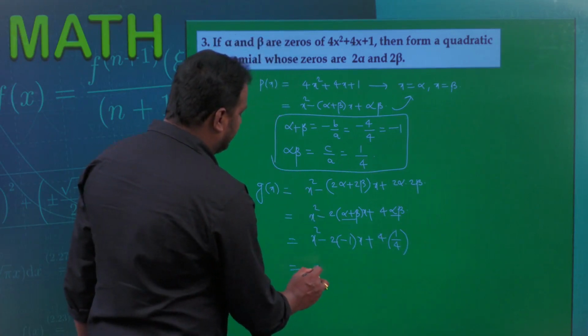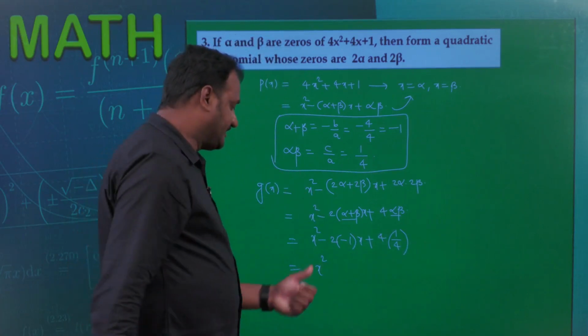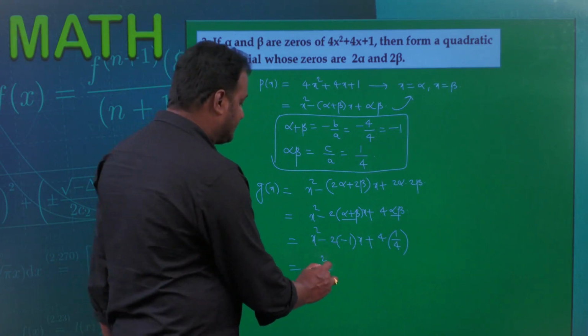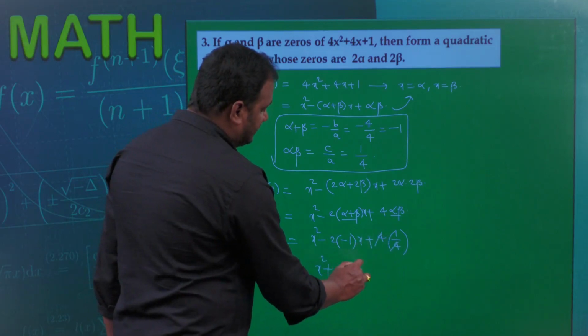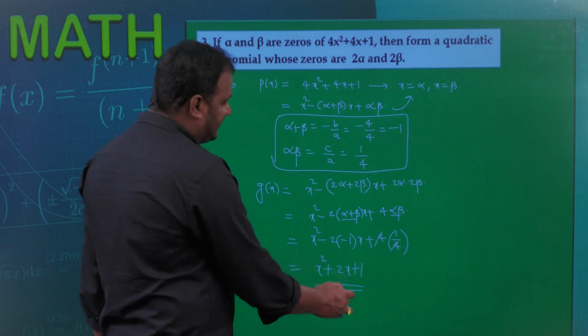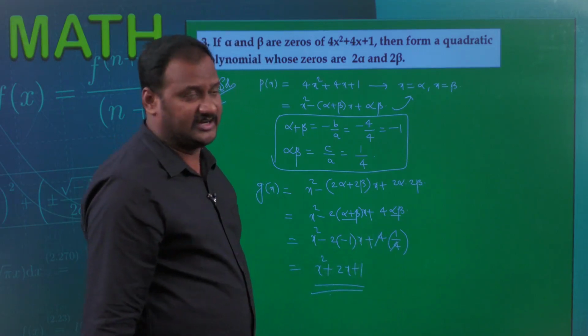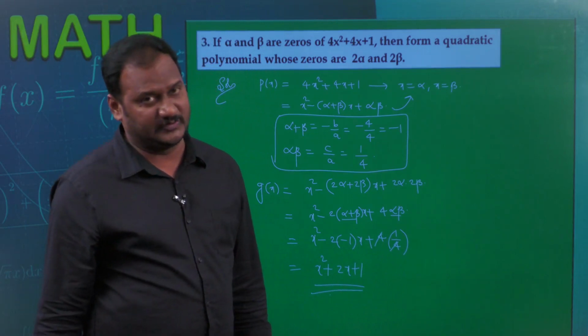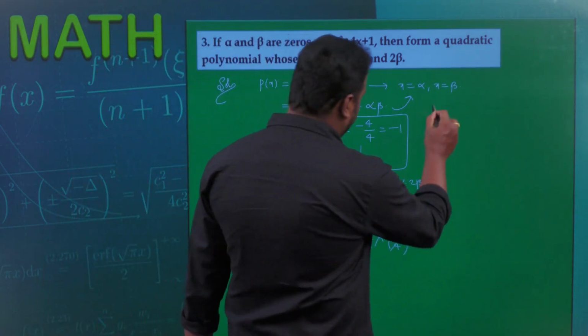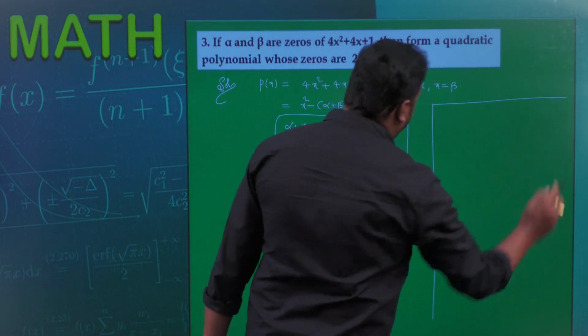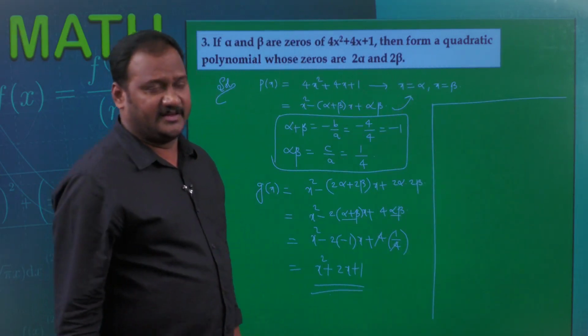So finally, the quadratic equation is going to be x square minus of minus plus 2 into 1, which is 2x, and 4 cancel, plus 1. This is the quadratic polynomial whose zeros are 2 alpha and 2 beta. But I just wanted to give you one very useful piece of information here.